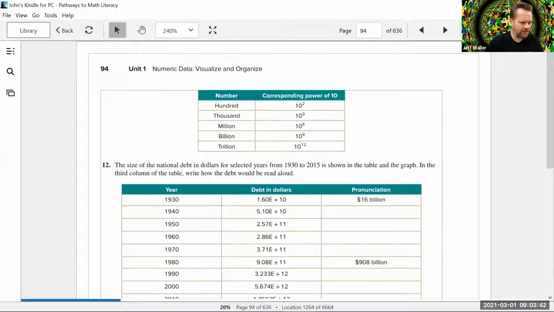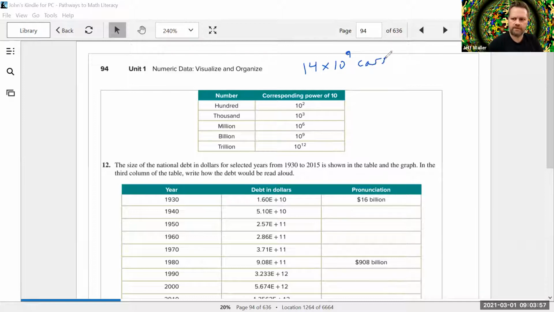So for example, can somebody tell me, how would you say this amount? I don't even know if you can see my writing. Hopefully you can. 14 billion cars. Yeah, this is 10 to the 9th, which is billion, so that'll be 14 billion cars.